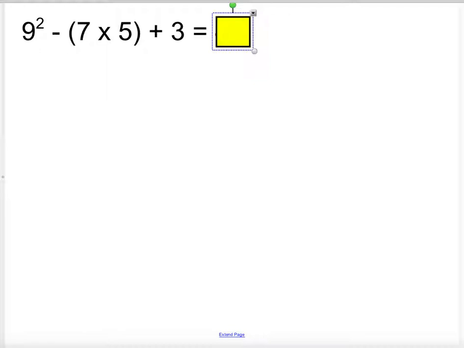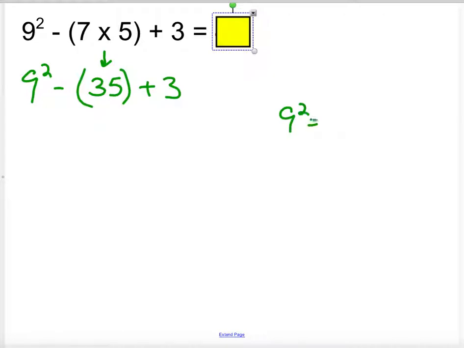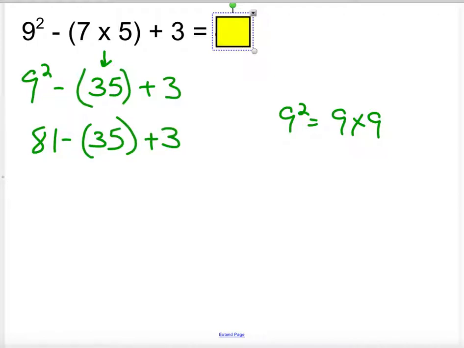So what we want to do is what's in parentheses first. 7 times 5 is in parentheses. Well, 7 times 5 is 35. So what's inside our parentheses is done. So we have that addition of 3, and we have 9 to the second over here. Now we are done with what's in parentheses, so we look for exponents or roots, and we have 9 to the second. Remember, 9 to the second is actually 9 times 9, which is 81. So now we have 81 minus the value of 35 in parentheses plus 3.